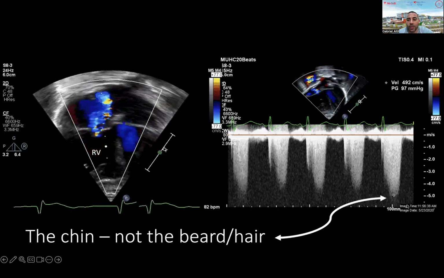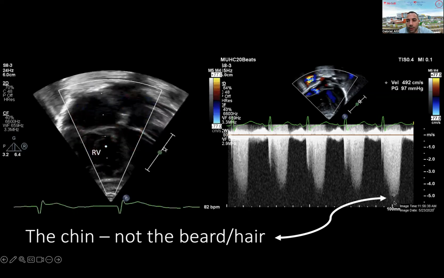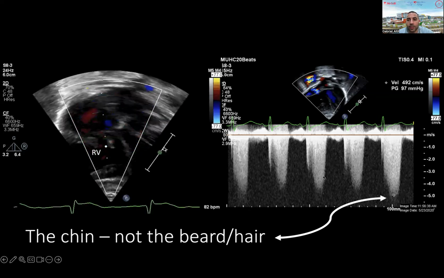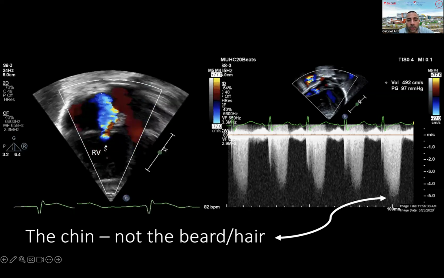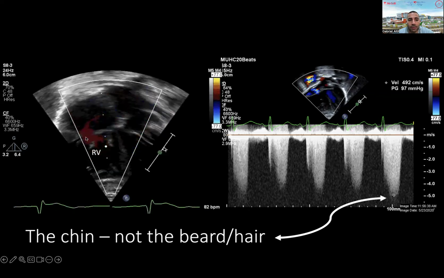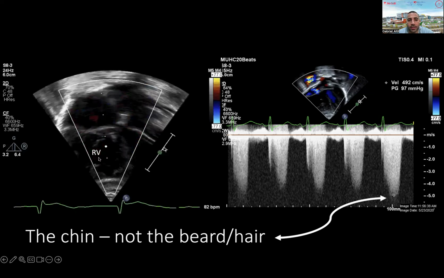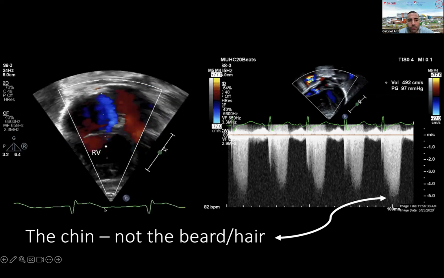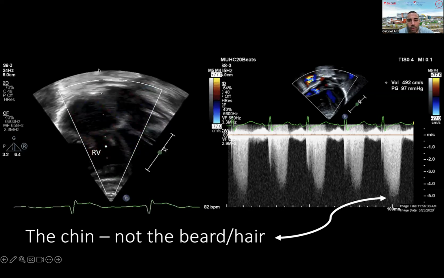And so when we measure it, we try to get the chin, really the chin here, and not the beard or the little hair that are often artifactual. This is another example of tricuspid regurg with blood going away from the probe. So it's blue in an apical four-chamber where you have the RA and the RV. This focus is on the RV. And you can see that at the peak of systole or peak of contraction after the QRS, you get this blue jet away from the probe.